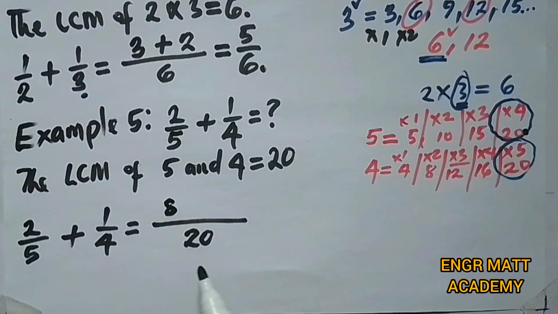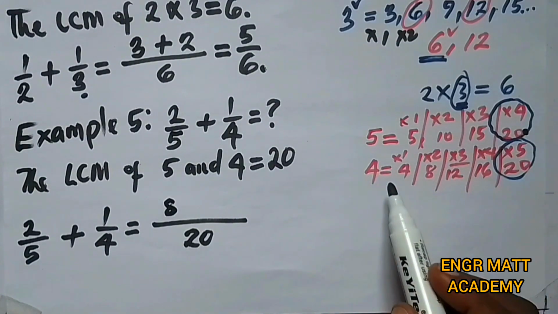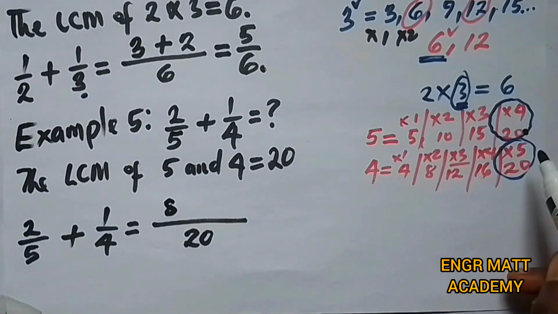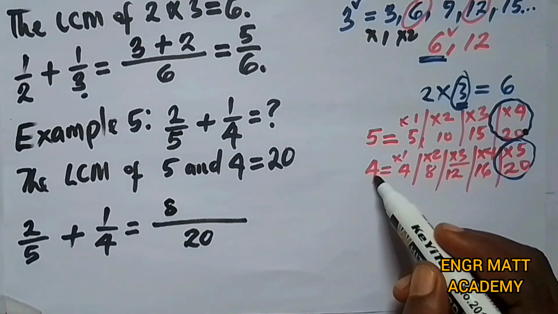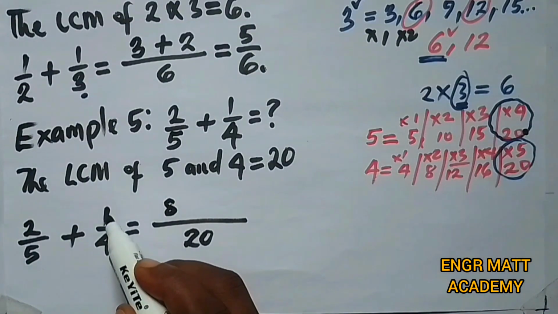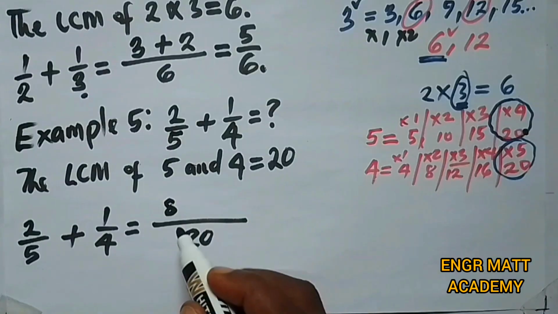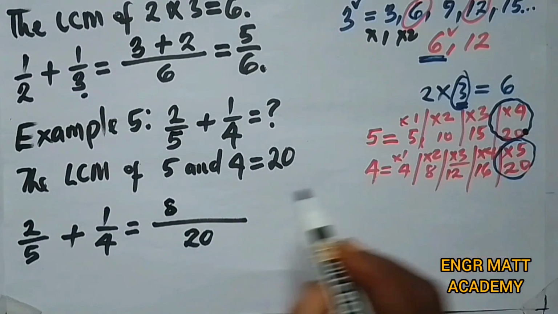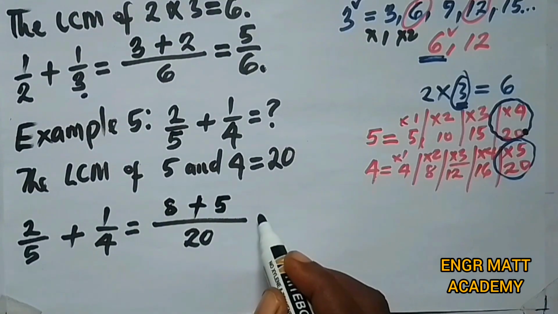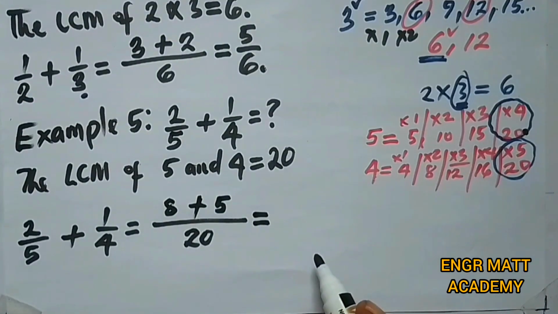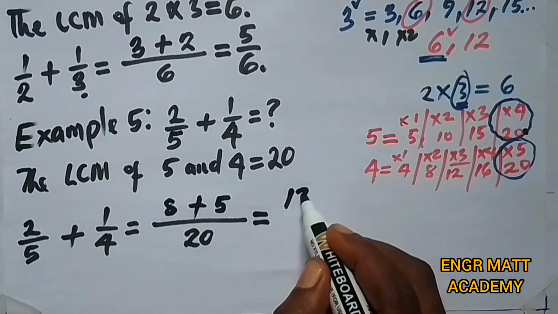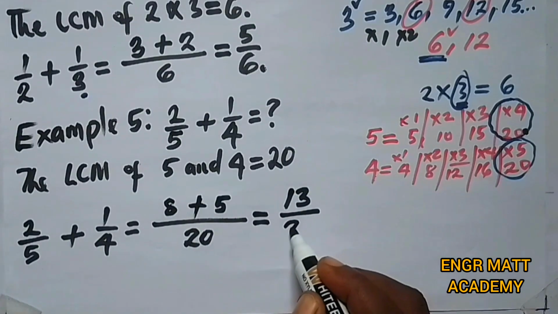Similarly, to get this LCM, we did 4 times 5 to get 20. So this 5 that we used to multiply 4 to get 20, we use the same 5 to multiply this 1 to get 5. So 5 times 1 will be 5. Now we can add the numerators, and that gives us 8 plus 5 is 13 over 20.